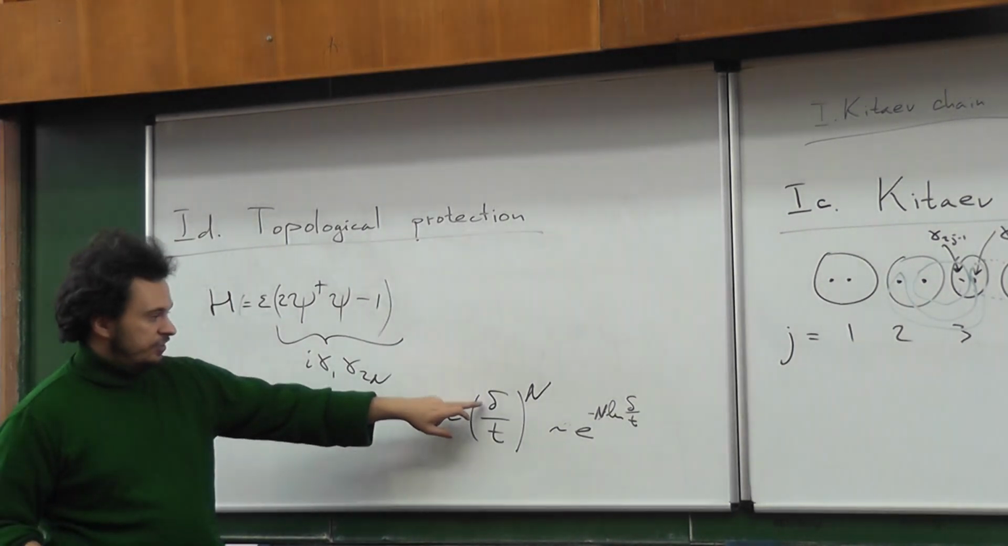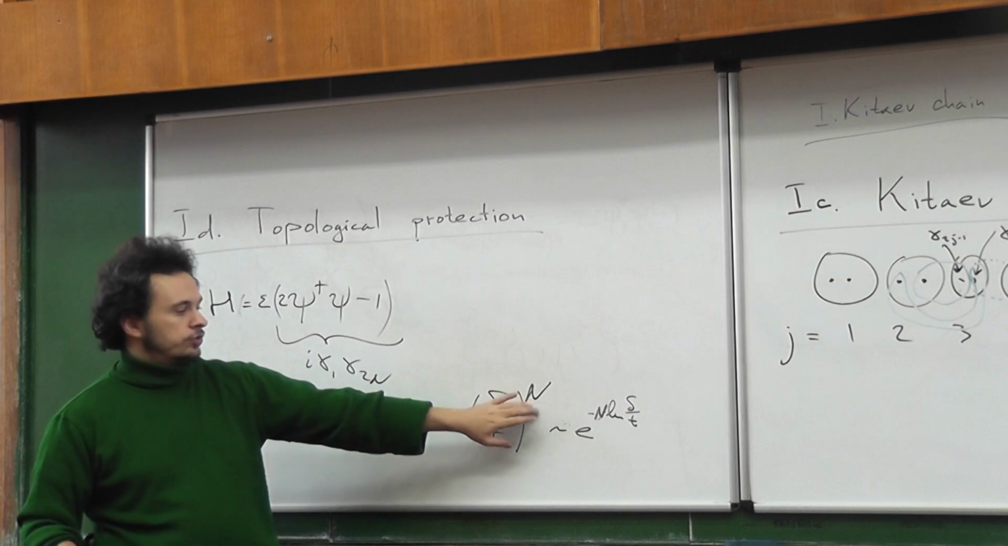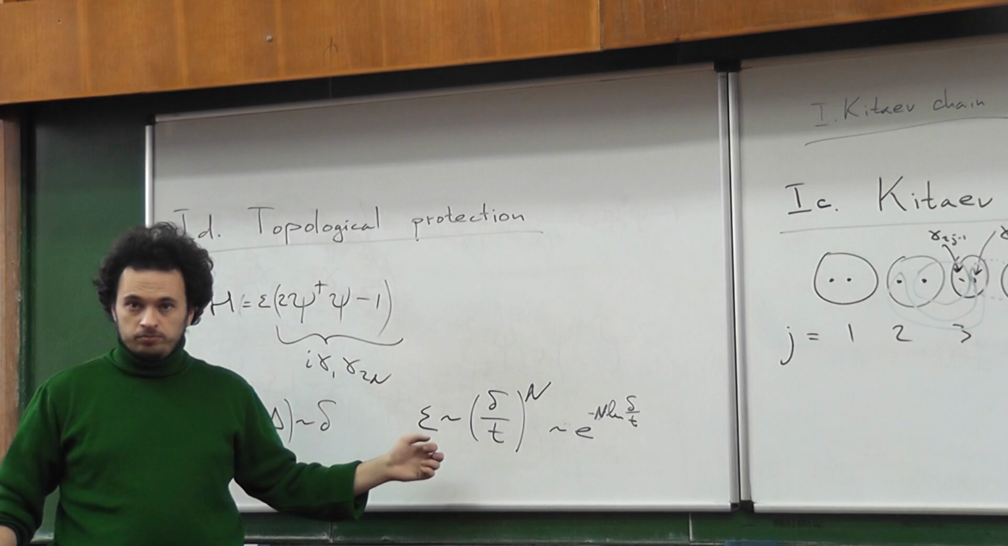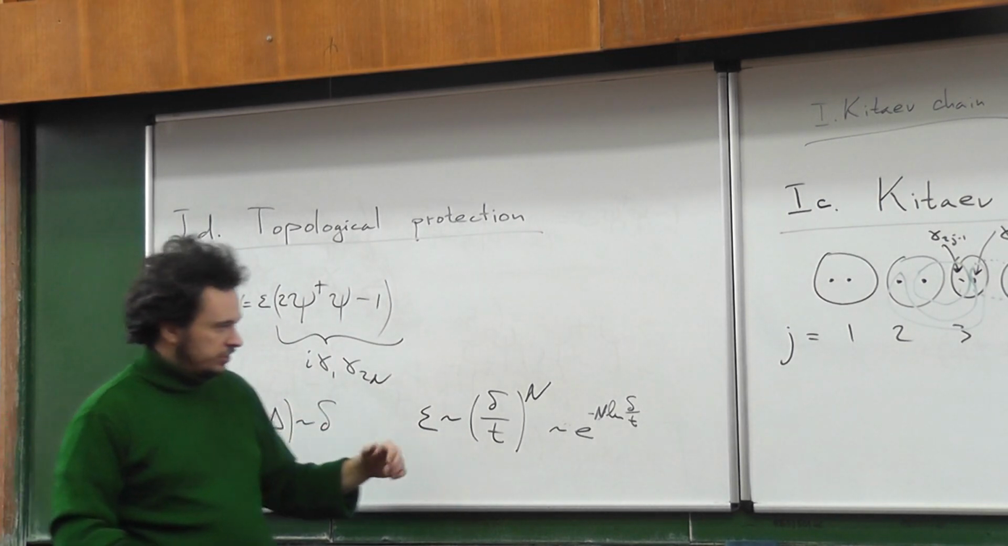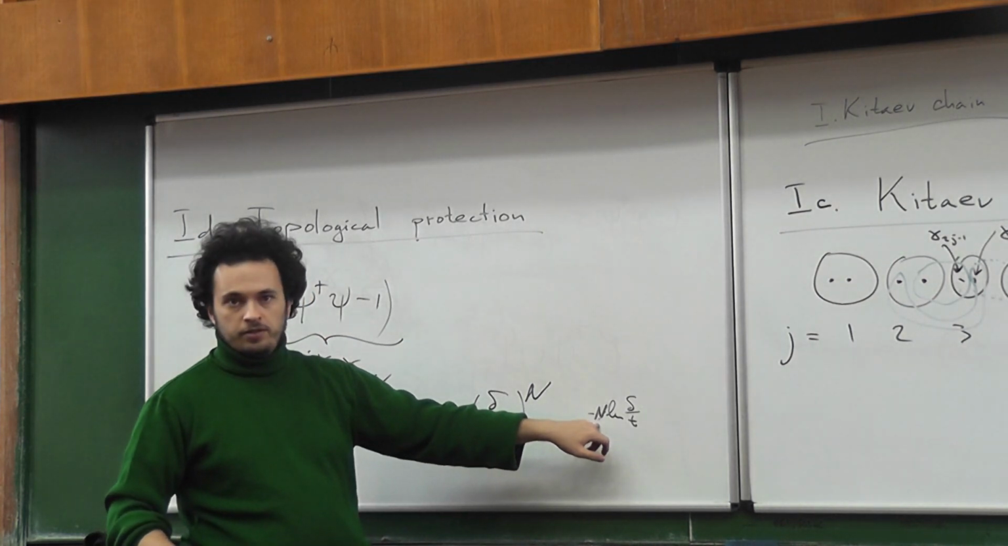So if my deviation delta is smaller than t, and I take a very long chain, n goes to infinity, this epsilon goes to 0. In other words, this epsilon is exponentially small in the chain length.